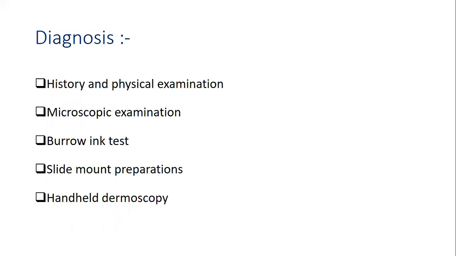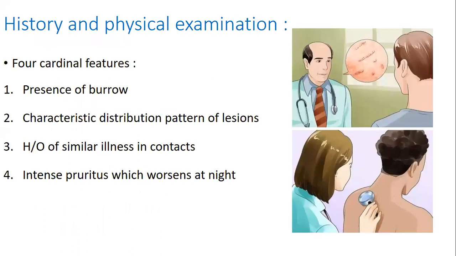So how to diagnose scabies? History and physical examination is the most important method to identify scabies. It will be 100% sensitive and 97% specific. Then microscopic examination using electron microscopy, burrowing test, slide mount preparations, handheld dermoscopy and skin biopsy.